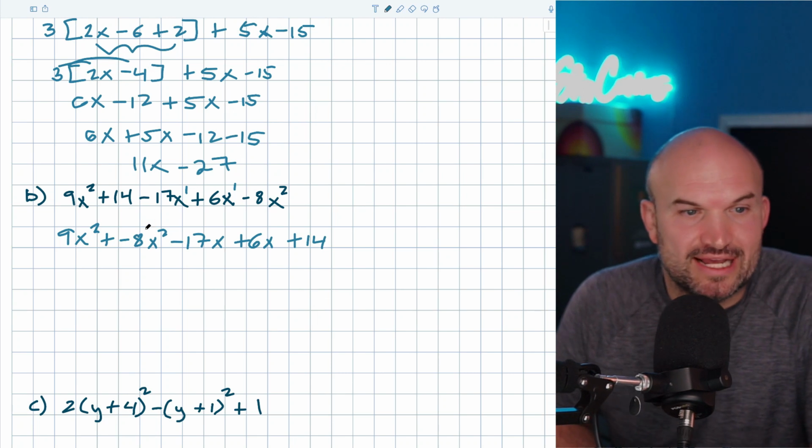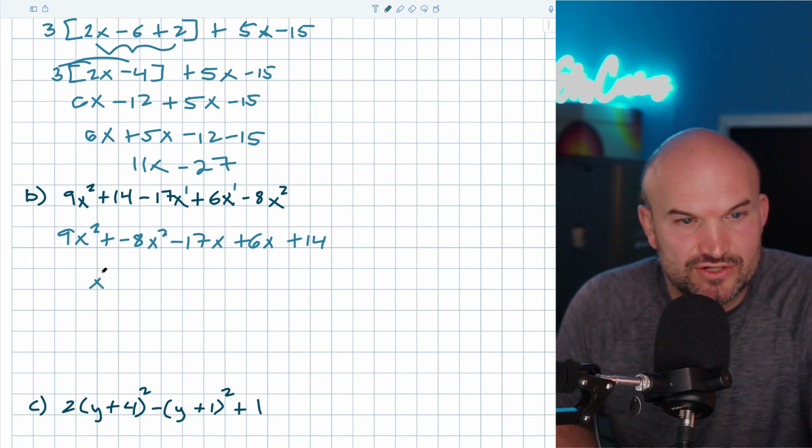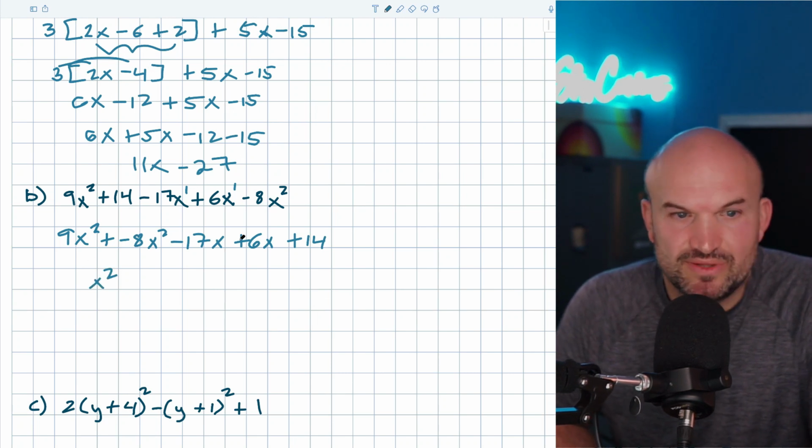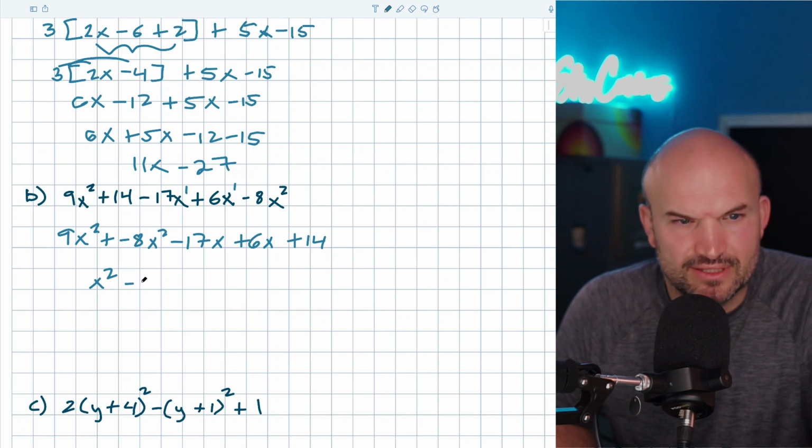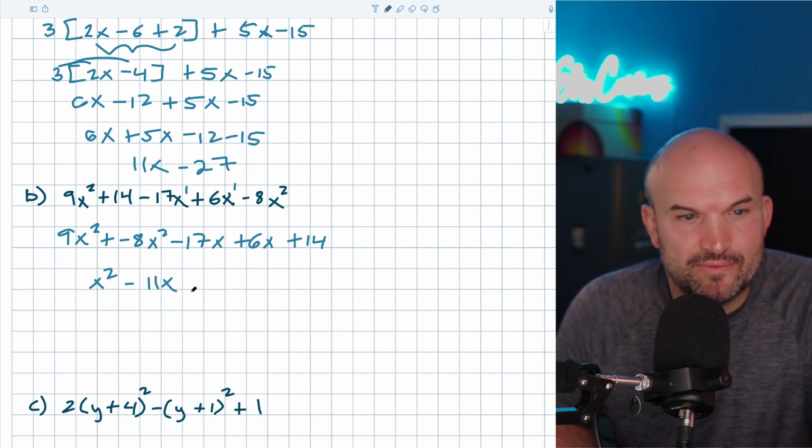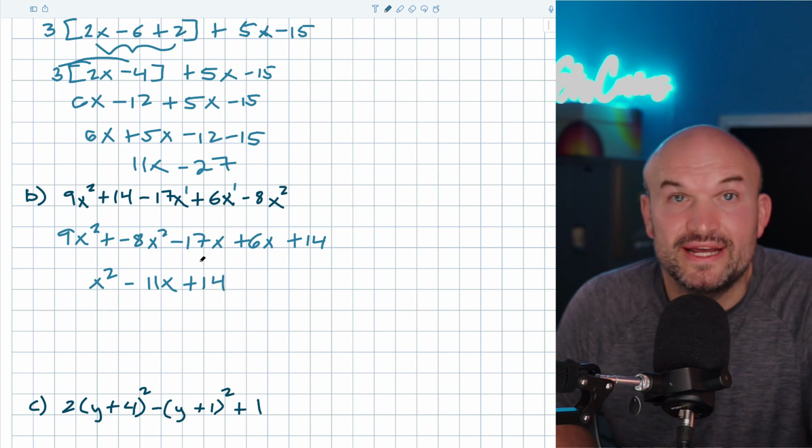So 9x squared plus negative 8x squared is just going to be x squared. Negative 17x plus 6x is going to be a negative 11x. And then we have plus 14. And therefore that is simplified.